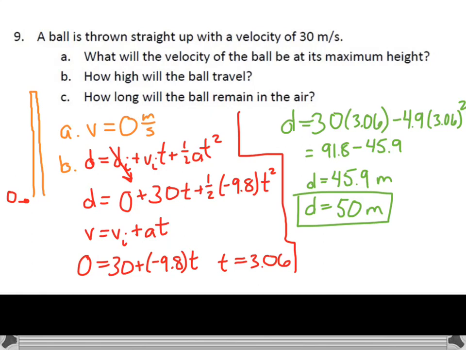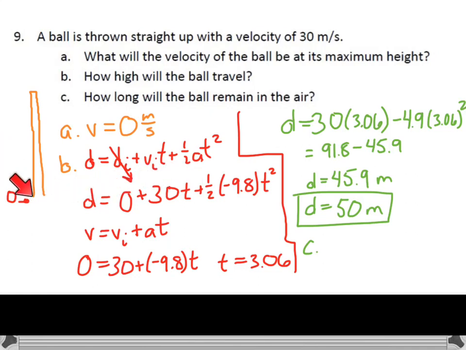Alright, and it says here, how long will the ball remain in the air? So for part C, we could actually do this one of two ways. We could do it the hard way, or we can use some of the work that we've already done. I'll explain the hard way first. The hard way would be to recognize that this is a displacement of 0 when it comes back to the ground. So you would have an equation similar to this, but you would plug in 0 for the displacement, and then you'd have a quadratic equation to solve for t. So that's one way to do it.